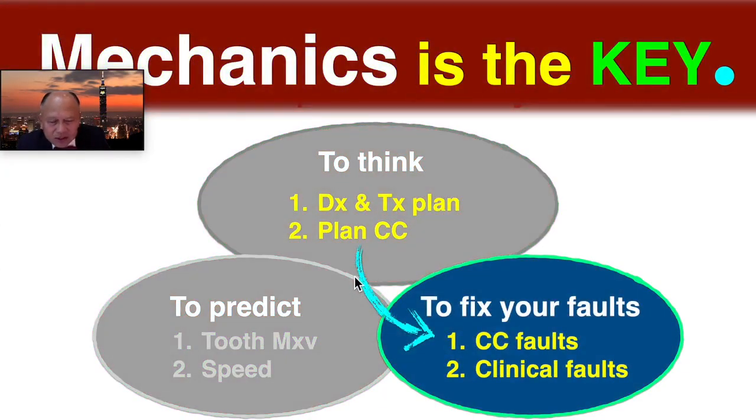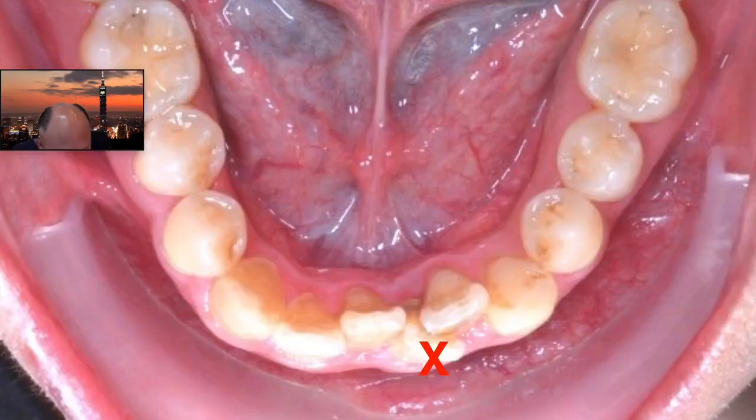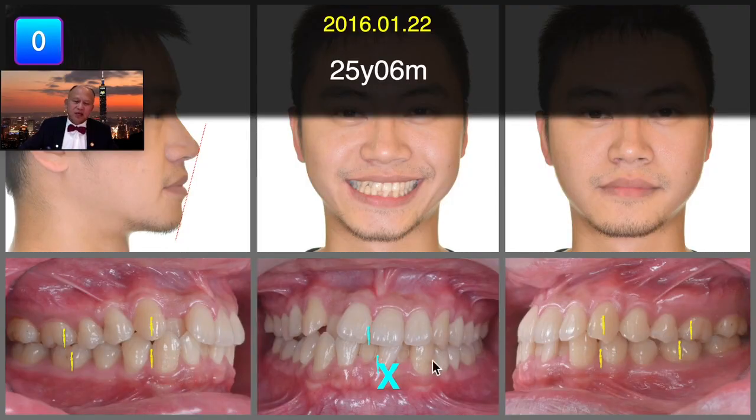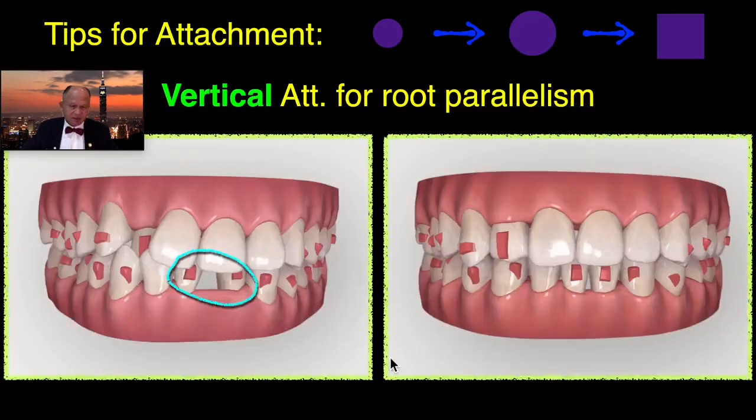And once you understand the mechanic, if anything goes wrong, you'll be able to fix that because you know the mechanic. For example, in this severe crowding case, I want to take out this incisor. You want to take out the incisor? Only one incisor? Yeah. And when you take out the incisor, the next thing you probably recognize is when you use aligner to close this space, the incisor is very small. And the potential problem is it's hard to get root parallelism.